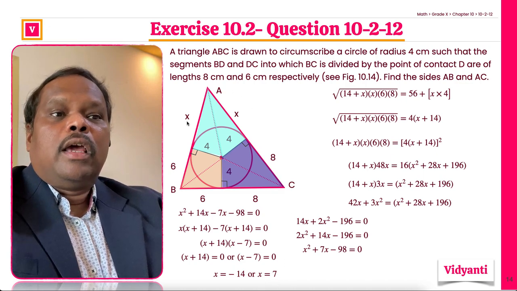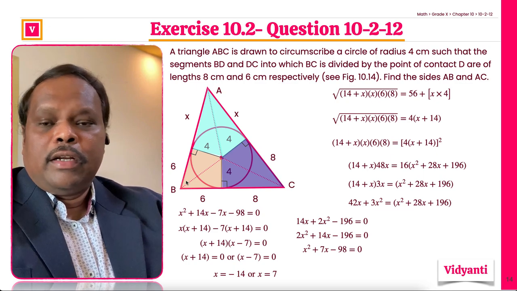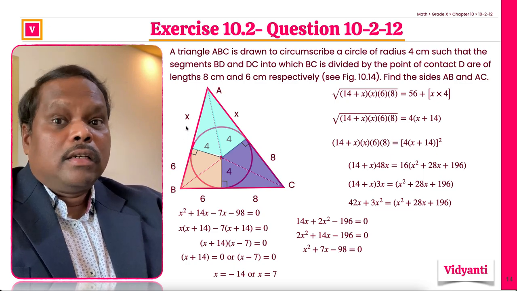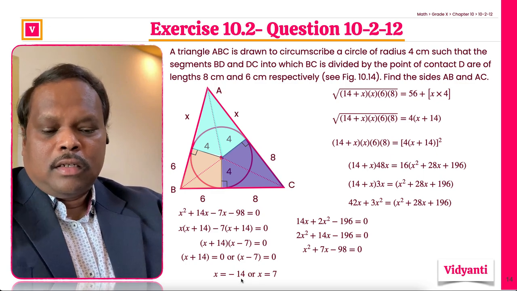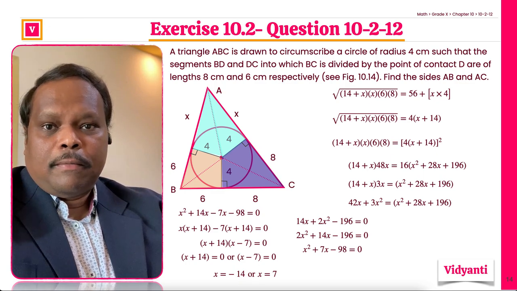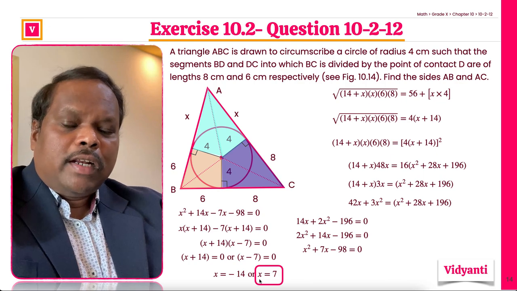Now remember, x represents a portion of that entire side. x is representing a length. It cannot be negative. So I have to discard this negative 14 and concentrate only on positive 7. So if x is 7, that's the only answer I'm going to concentrate on, because simply the length cannot be negative. Remember, is x your final answer?